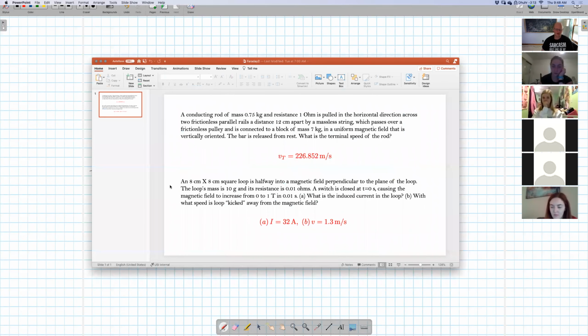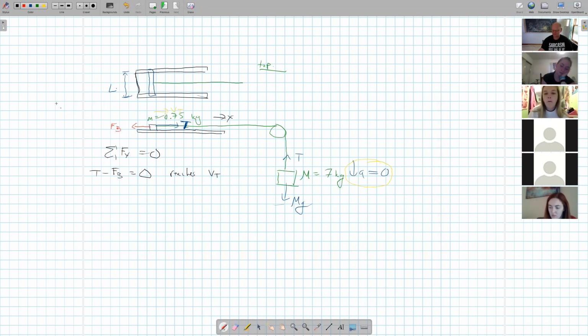The next part says that we have an 8 by 8 centimeter square loop that is halfway in a magnetic field perpendicular to the plane of the loop. It says the loop's mass is 10 grams and it has a resistance of 0.01 ohms. A switch is closed at t equal to 0, causing the magnetic field to increase from 0 to 1 Tesla in 0.01 seconds. So let's draw what's going on here.